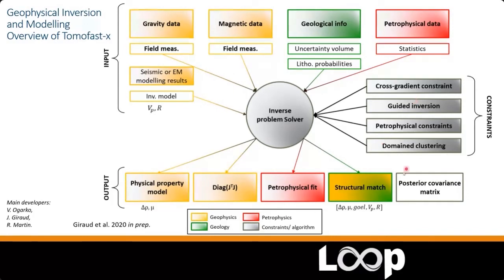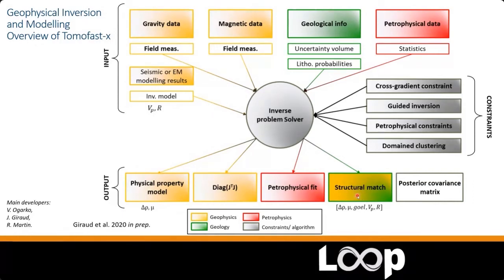And at the end, we need to be able to assess our models. So we're going to end up with physical property models that we need to transcribe into geological models. And I'm going to show you how we can do inversions in an implicit sense, at a very proof of concept stage at the moment. And then we can look also at the petrophysical field and the structural match, so how well the inverted model actually fits with our geological knowledge, including the final model versus the input model.